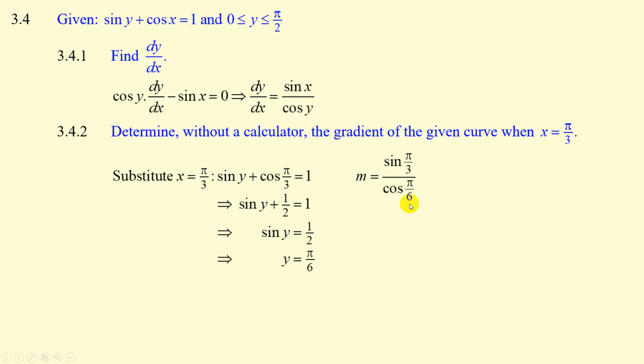Sine pi by 3 over cos pi by 6. Root 3 over 2, root 3 over 2. Doesn't say, oh, it does say without calculator. So you have to show, if you don't show these, then you lose marks. The root 3 over 2, because that is the special angle, which is 1.